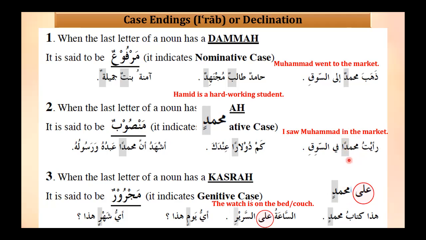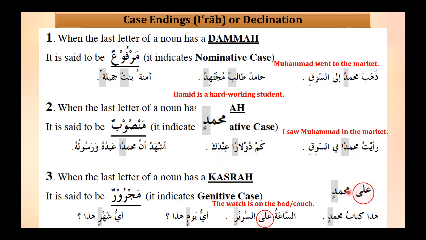Okay. And same goes here. Kam dularun indaka. It means how many dollars do you have? So again, notice the double fatha, the fathatan, which means the double fatha on the top of it, the tanween fatha, indicating the state of mansub.